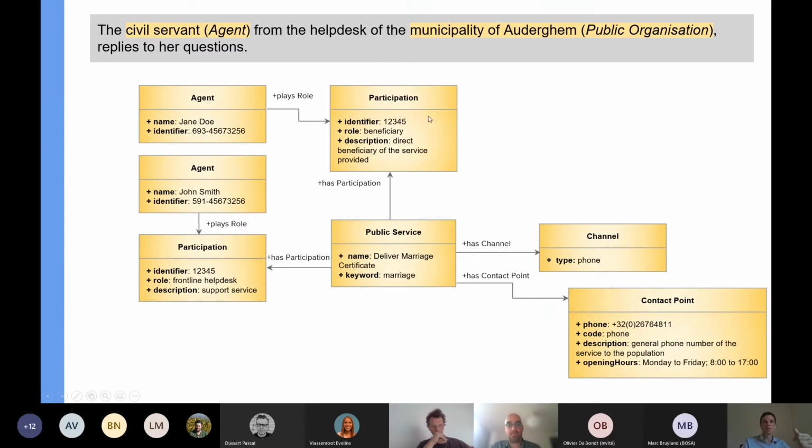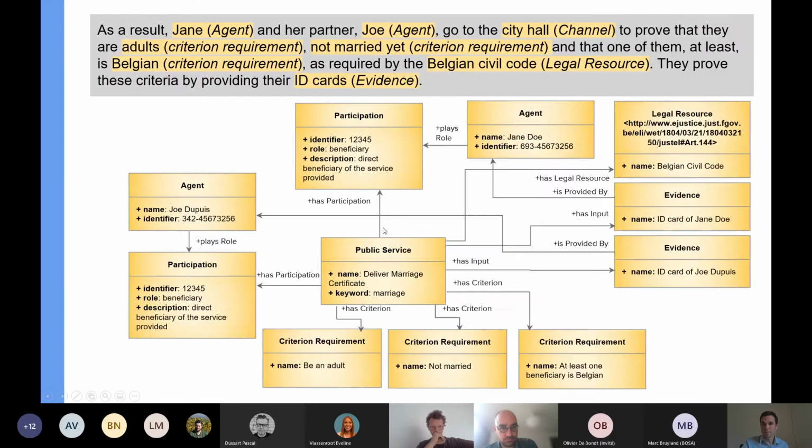Continuing on the example side, this is simply to show that you can have different instantiations of agents with different roles. Here we have John Smith, who is the person behind the help desk, the front line, and who will answer the phone call from Jane regarding her questions about the mortgage.